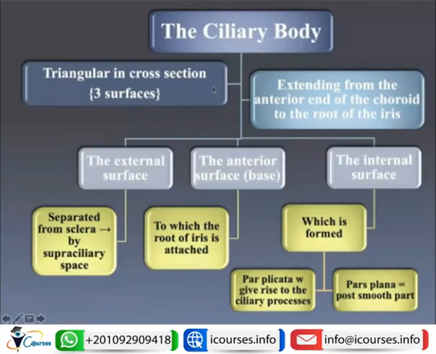As for the anatomical relations of the ciliary body, it is triangular in cut section, as we said, extending from the anterior end of the choroid, which is the ora serrata, to the root of the iris, which is the scleral spur. It has an external surface which is related to the sclera, separated from it by the suprascleral space, while the anterior surface or base is where the iris root is attached. The internal surface is formed by the pars plicata, which gives rise to the ciliary process, and the pars plana, which is the posterior smooth part.